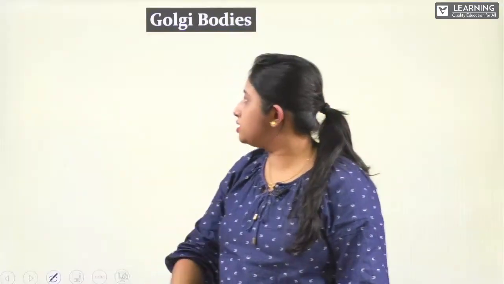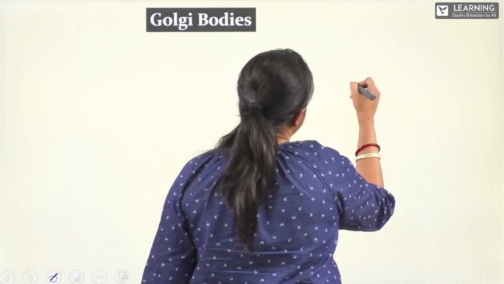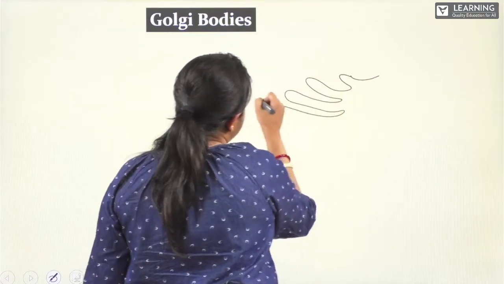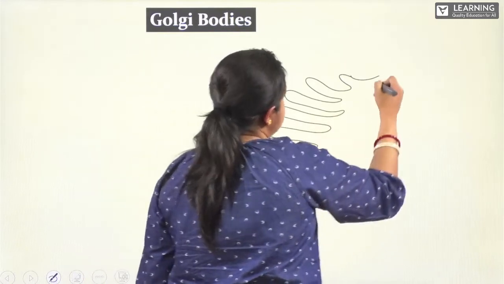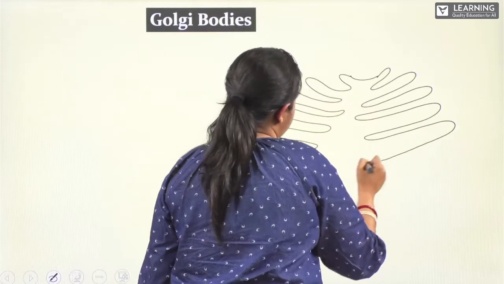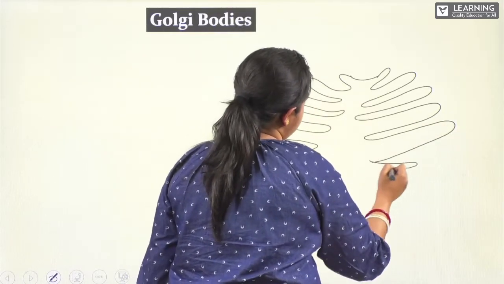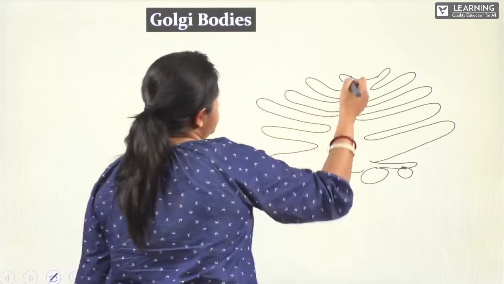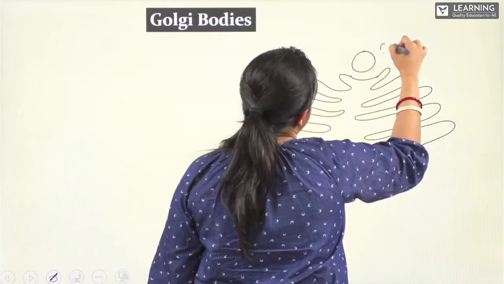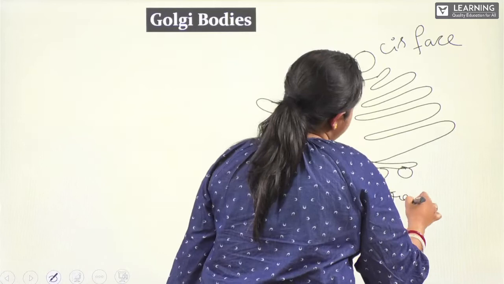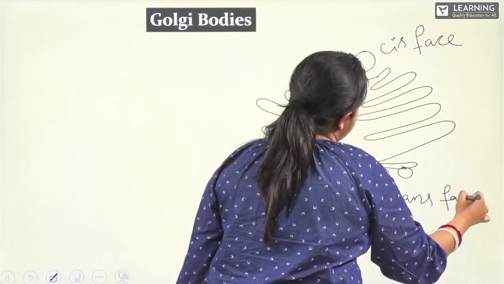So let us see how the structure of the Golgi body looks. The Golgi body looks like this. These are the cisternae. This is the cis phase, and this is the trans phase.